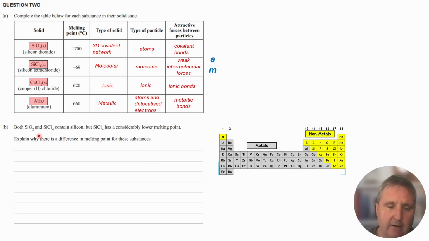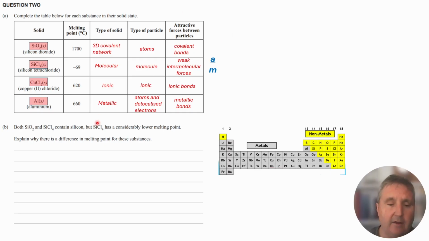So the next part here is both silicon dioxide and silicon chloride contain silicon, but silicon chloride has a considerably lower melting point. Explain why there is a difference in the melting point of these substances. If we've done this correctly, it's a lot easier because we already have summarized the type of solid it is. We can see that silicon dioxide is a covalent network whereas silicon chloride is molecular. And we know that the melting point directly links to the strength of the attractions. And we have covalent bonds that are very strong and weak intermolecular forces, so that's the argument we're going to make here.